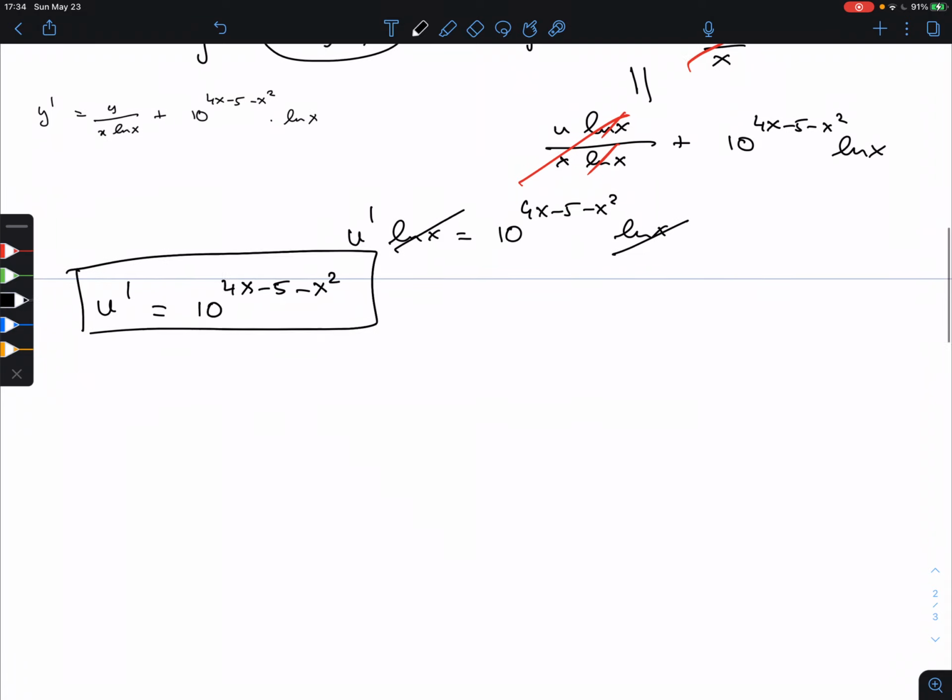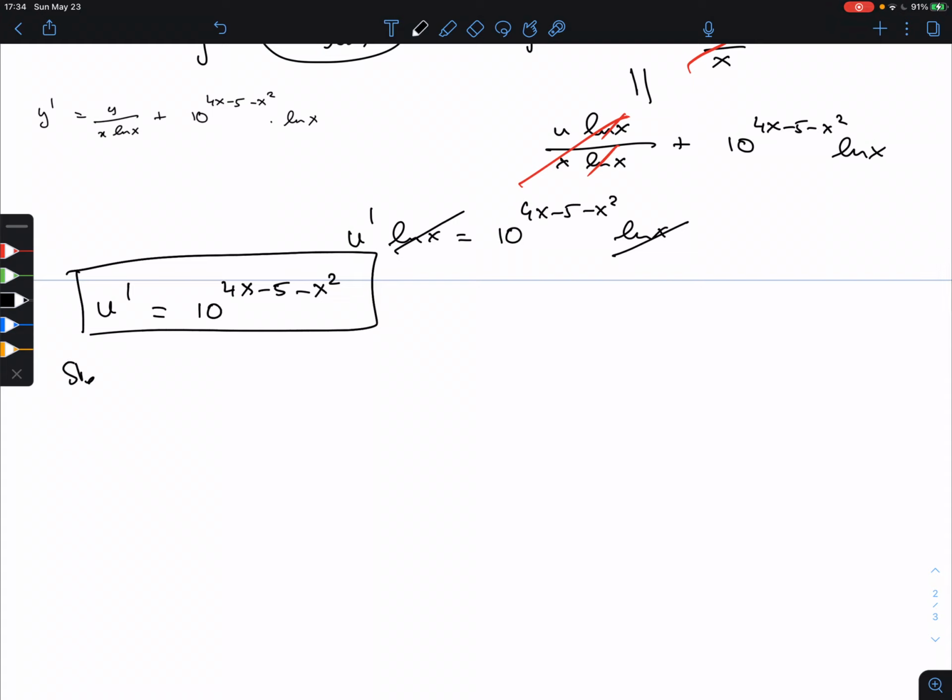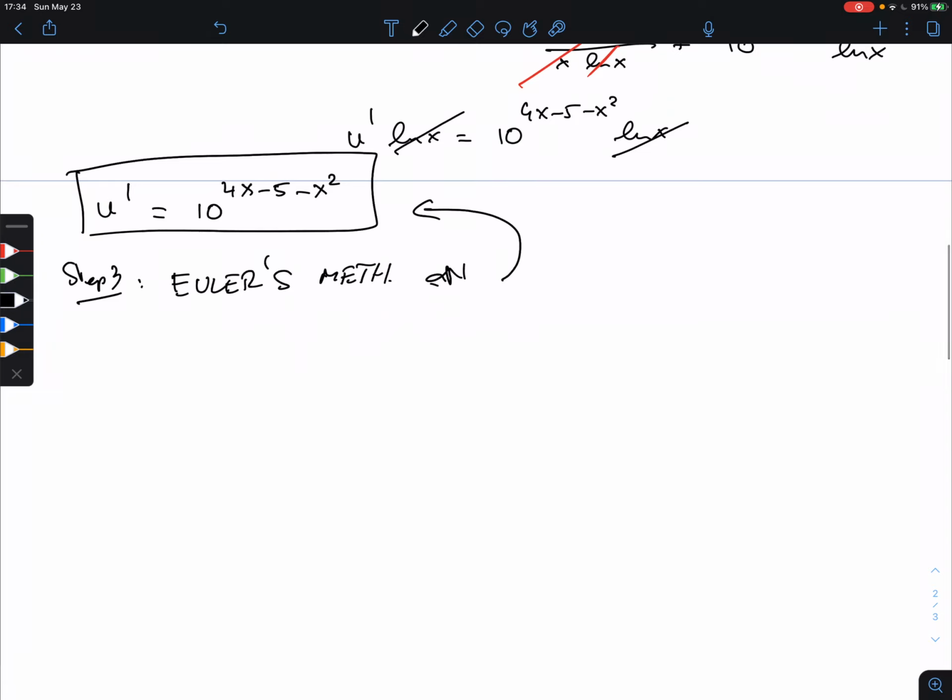And so what do we do now? Step 3 is we now use the actual Euler's method itself, the original method, on this differential equation. So very quickly, how does it work in general? So let's do here a review of Euler's method.